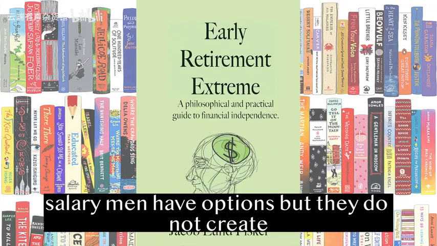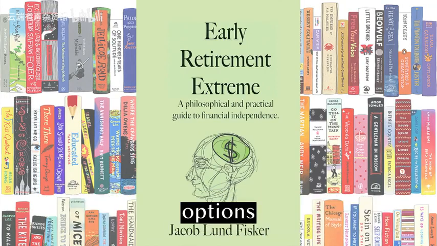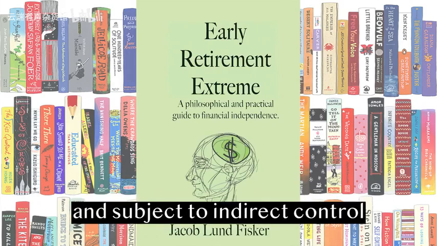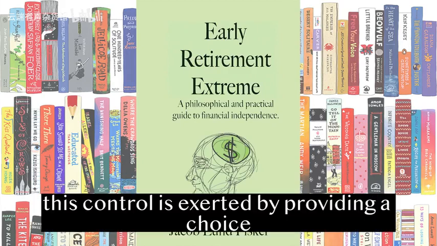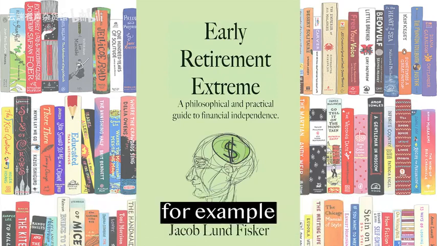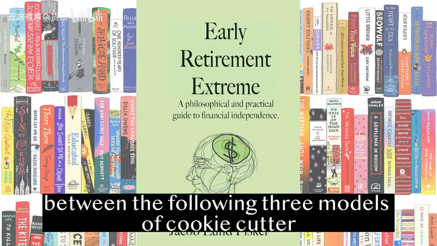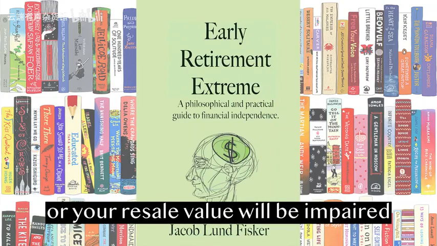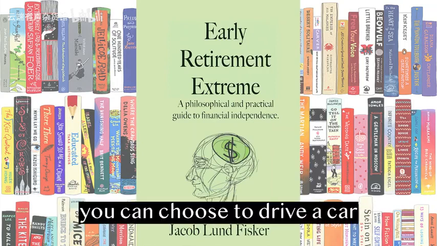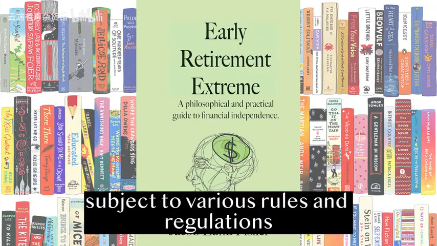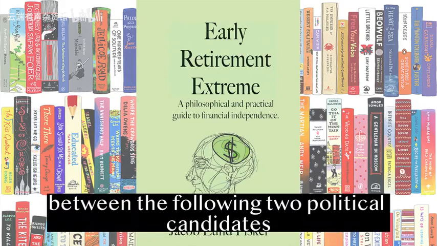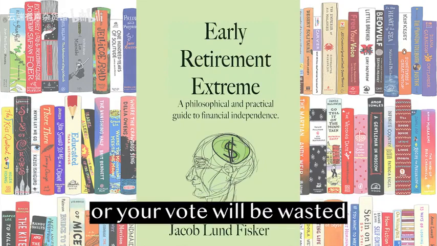Salarymen have options, but they do not create options. This linearization makes them predictable and subject to indirect control. This control is exerted by providing a choice within a narrow range. For example, you can choose between the following 3 models of cookie-cutter homes. You shouldn't modify them or your resale value will be impaired. You can choose to drive a car subject to various rules and regulations. You can choose between the following 2 political candidates. You shouldn't vote for others or your vote will be wasted.